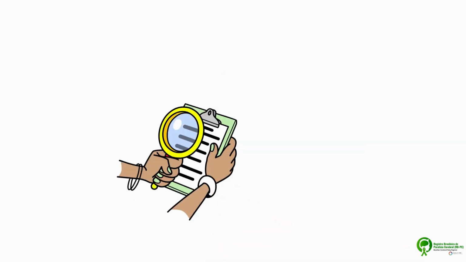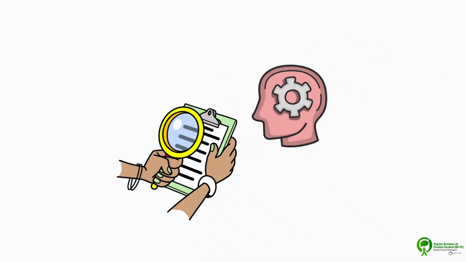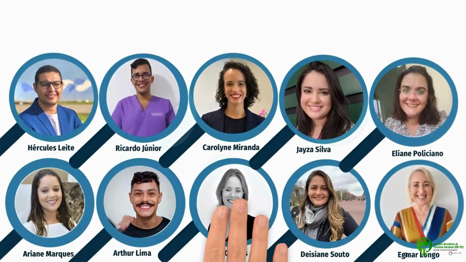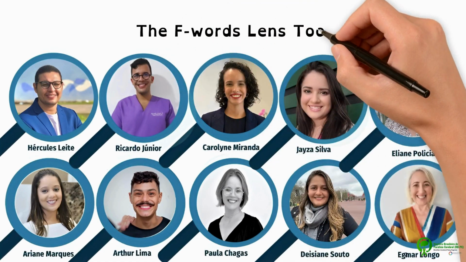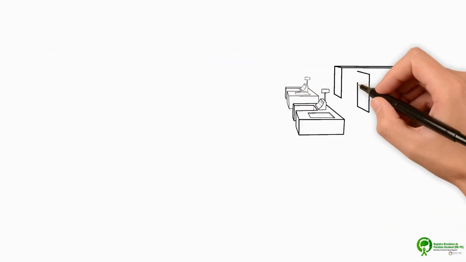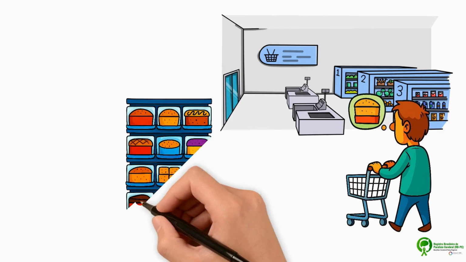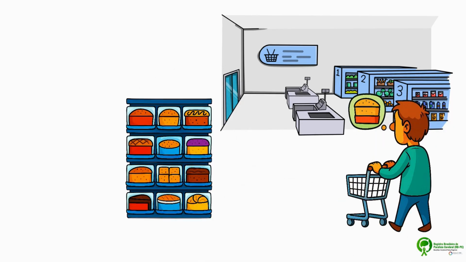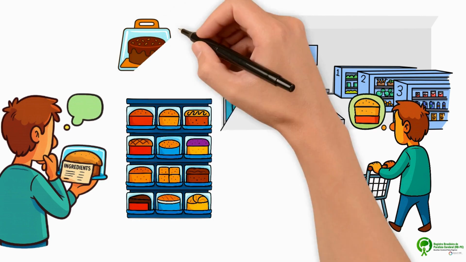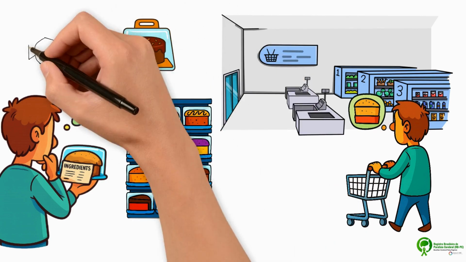Today we are going to talk about a clinical reasoning tool co-designed by researchers, clinicians, and families called the F-Words Lens tool. Imagine you are at the supermarket wanting to buy a cake. You find many different brands, right? But when you look at the ingredients, you realize that many are the same. What changes is only the packaging and the flavor.